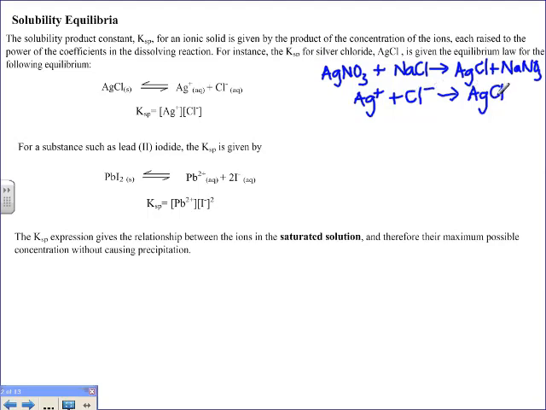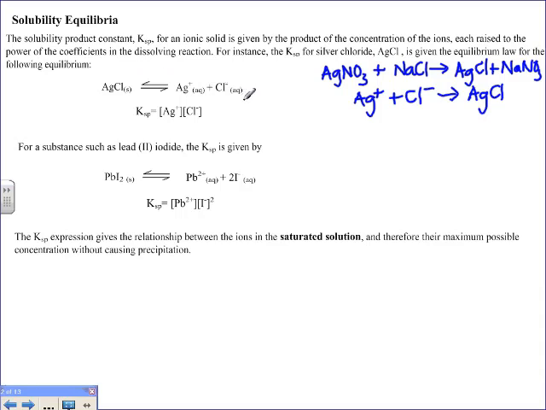When we're studying solubility equilibria, we are studying the solubility of a particular salt. So the ability of this salt to actually dissolve or break up into its ions in solution. So that's why we think of the equilibria as being the solid in equilibrium with the ions, so that we can imagine the solid going into solution.